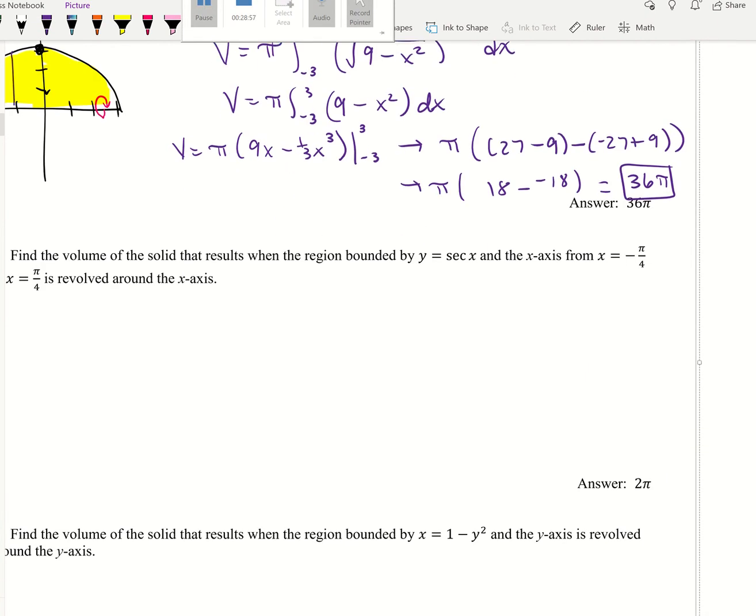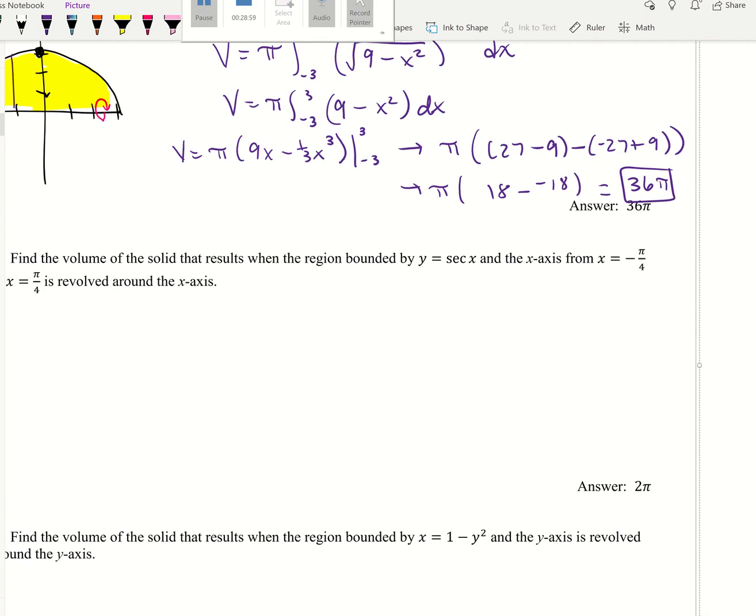All right, for the next one, we want to find the volume of the solid region bounded by y equals secant of x and the x-axis from -pi/4 to pi/4, and we're going to revolve it around the x-axis. You might have a little trouble graphing secant of x. By the way, we're going from -pi/4 to pi/4.